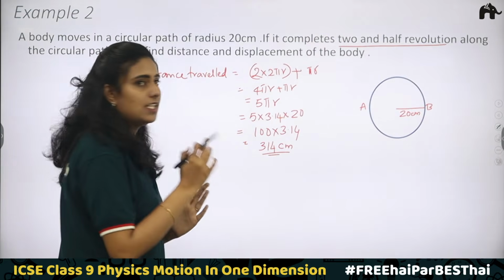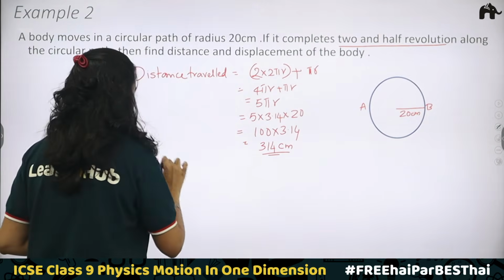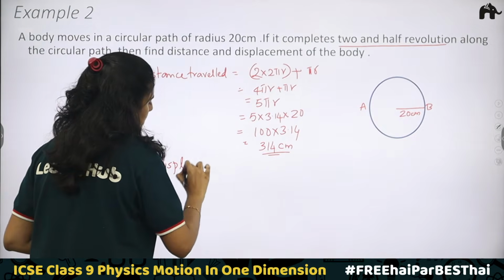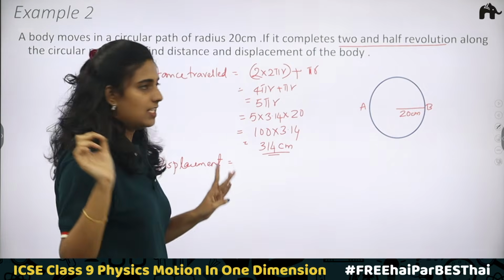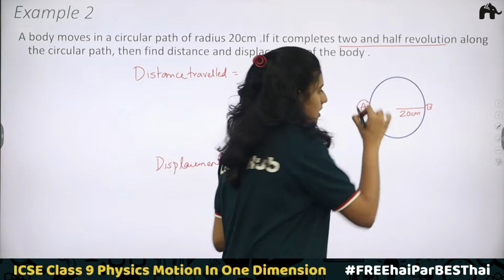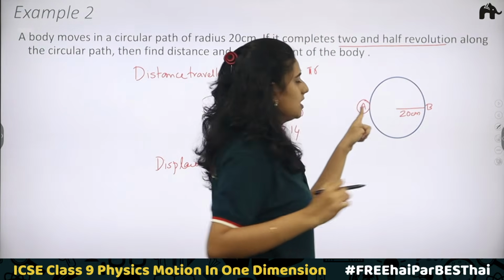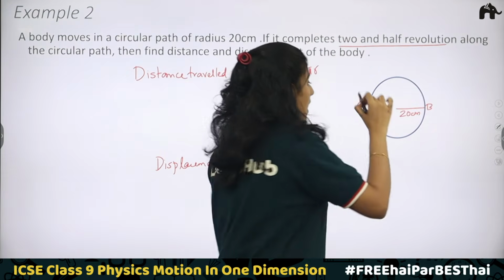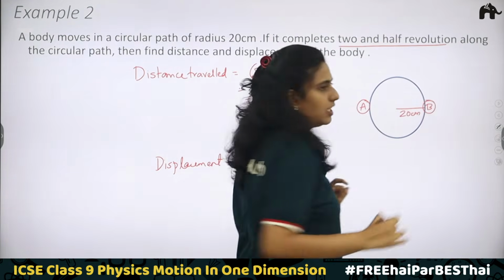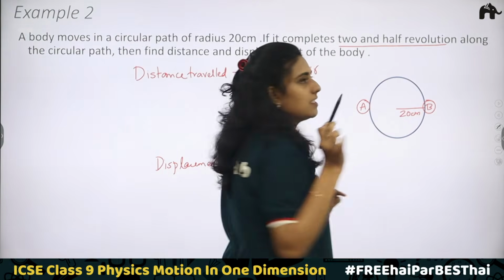Now we can find the displacement. What is displacement? Displacement is the shortest or the straight line distance. So initially he started from here, one complete revolution he reaches A. Second revolution also he reaches A. Next the half revolution he will be reaching the point B. So from A to B, what will be the straight line distance?